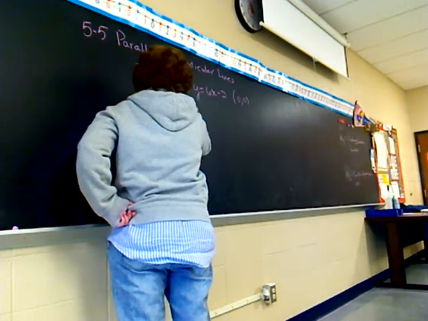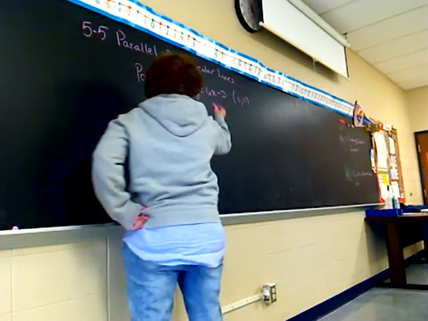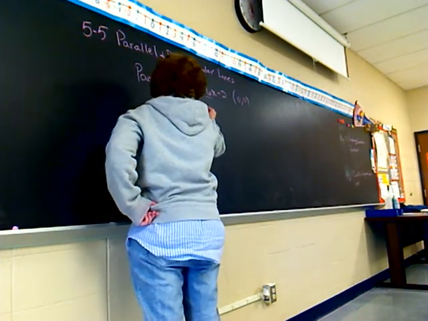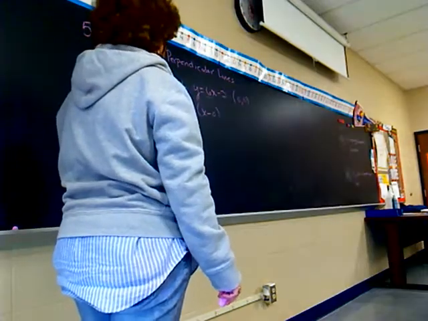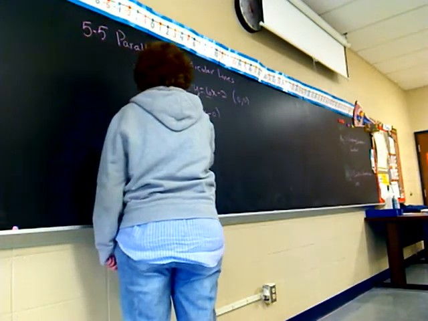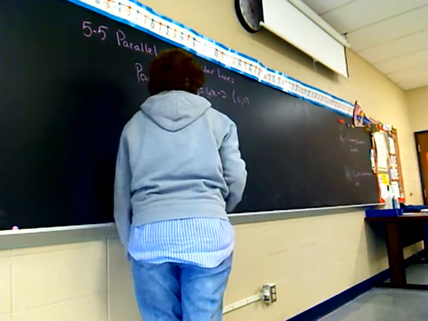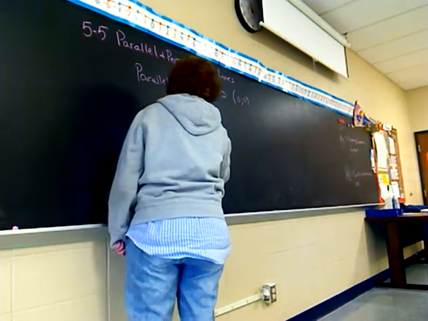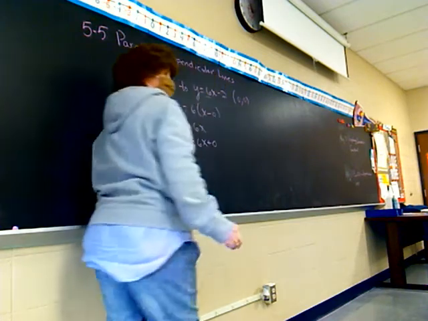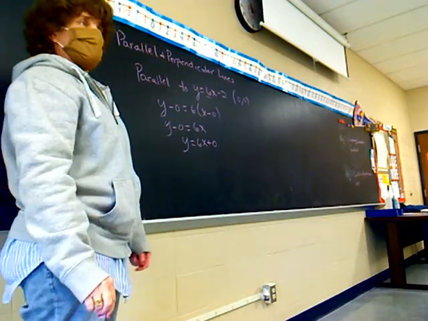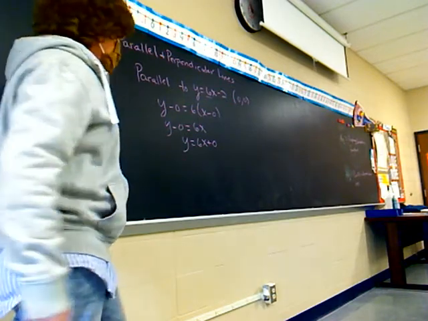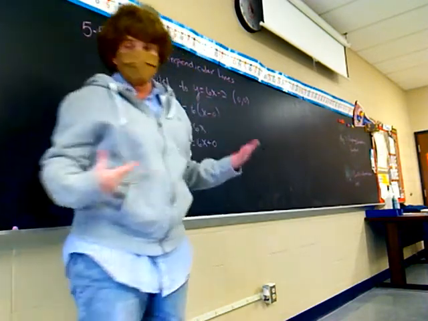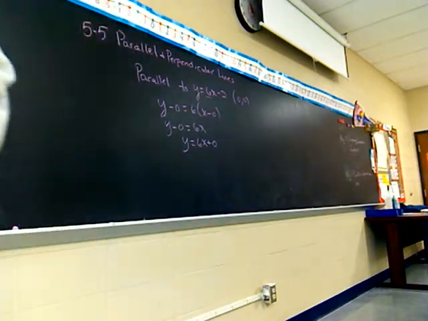y minus 0 equals 6, because that's the slope, they're parallel. x minus 0. When you finish it, you should end up with y equals 6x or y equals 6x plus 0. I don't care if you put that in there. But these two lines are parallel because they have the same slope and different y-intercepts.